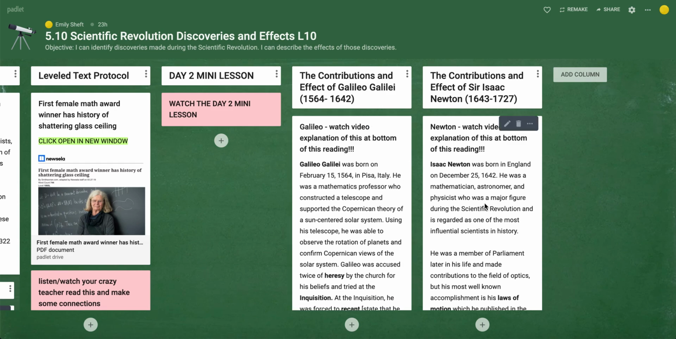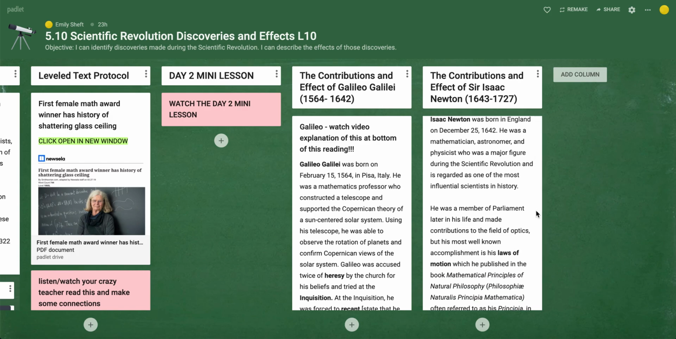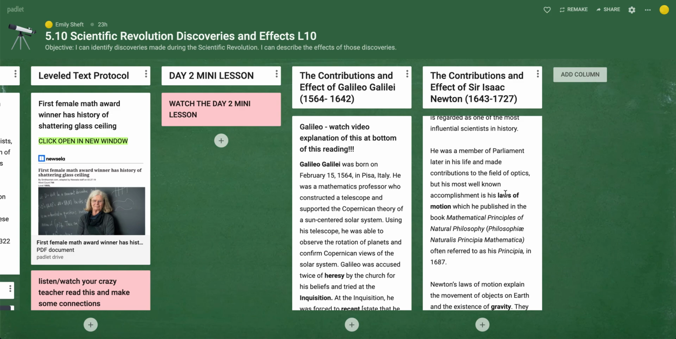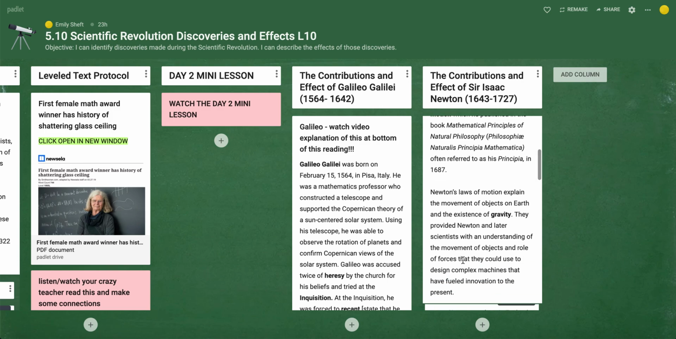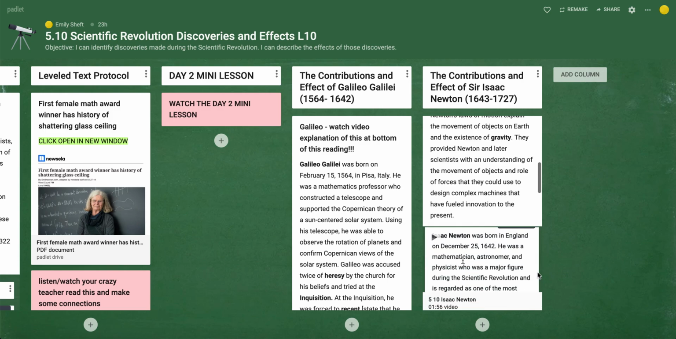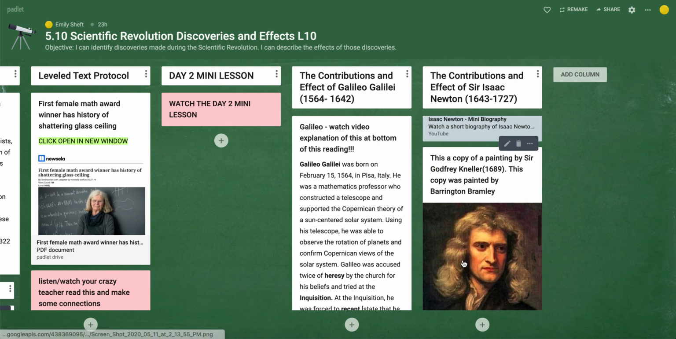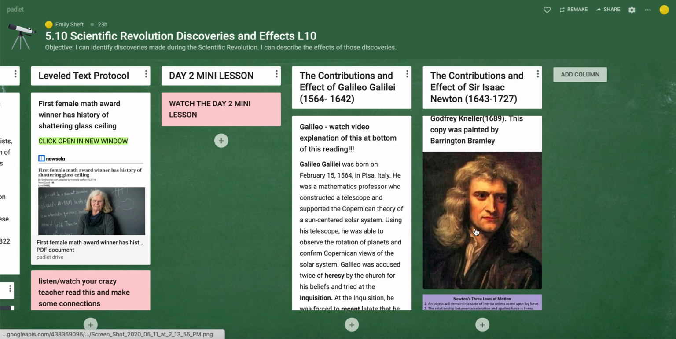Okay, moving on to Isaac Newton, the namesake for our school. So Isaac Newton is considered to be one of the most influential scientists in history, and that is because he discovered and created the laws of motion. Newton's laws of motion explain the movement of objects on Earth and the existence of gravity, that little thing called gravity. Definitely a complex theory, and a picture of a painting, I should say, of Isaac Newton.